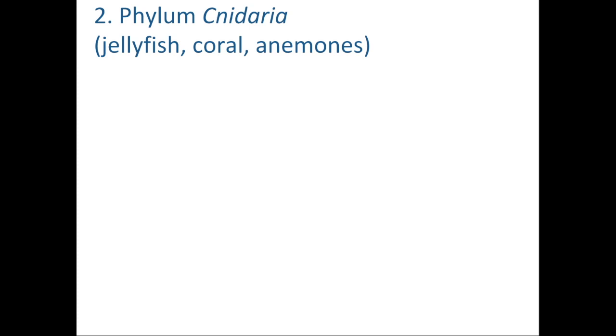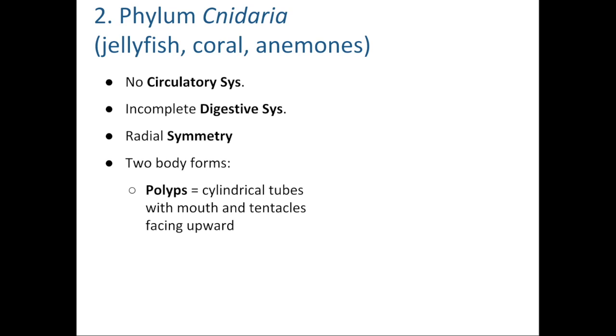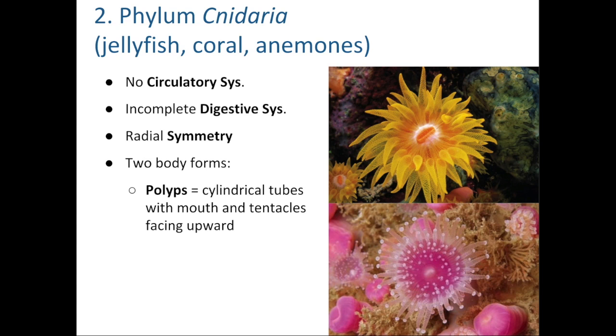If we continue on to the Cnidaria, that has the jellyfish, coral, and anemones as examples. Cnidaria have no circulatory system. They have an incomplete digestive system. So again, they only have one opening. They have radial symmetry, and they're found with 2 body forms. So some of these Cnidaria are in the polyp form. They have a cylindrical tube, and their mouth and tentacles are facing upward.